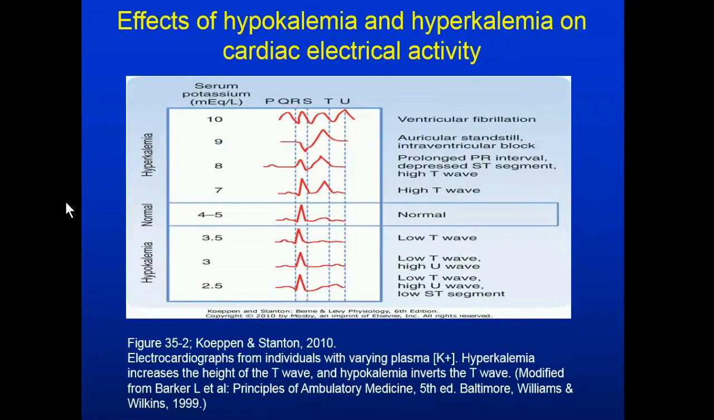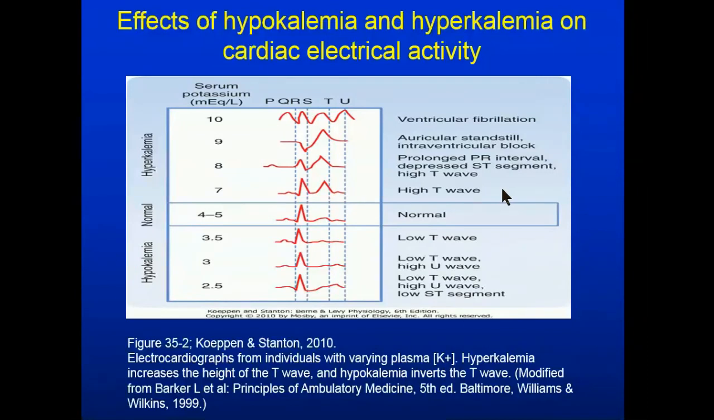This picture shows the effects of hypo and hyperkalemia on the ECG. Here's the normal ECG in the middle with normal range of plasma potassium. As the plasma potassium falls, there is a low T wave, and as it falls further, this is accompanied by the appearance of a U wave. Then, with a further fall in plasma potassium, the ST segment is also lowered.